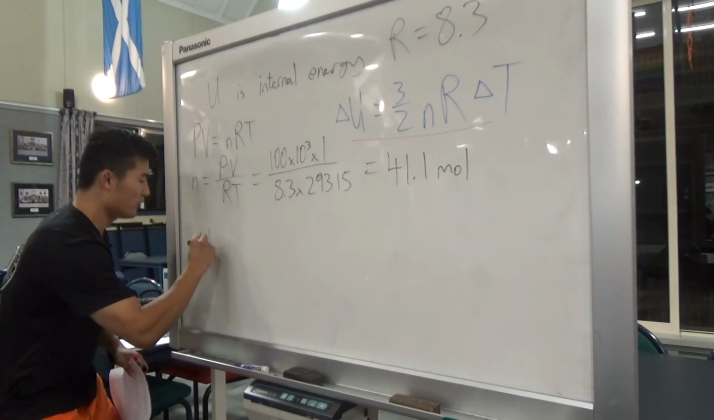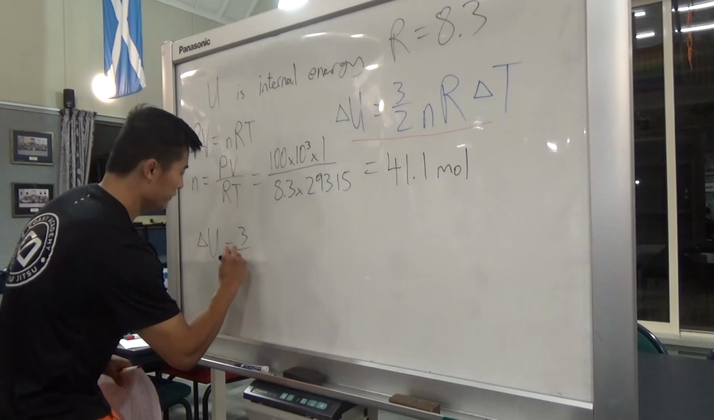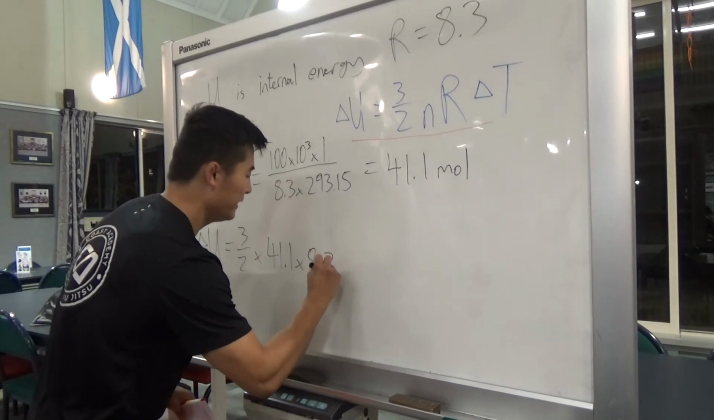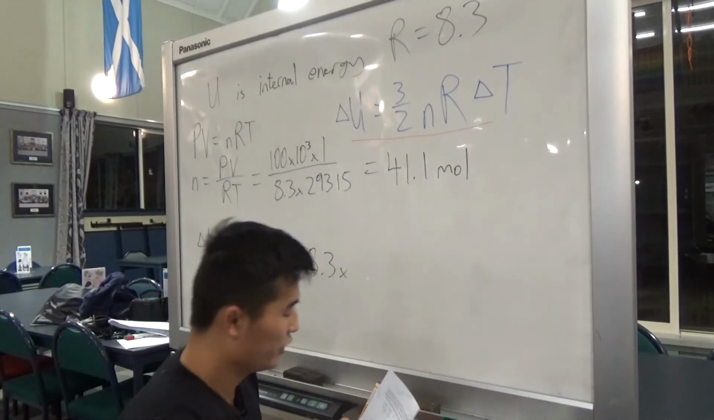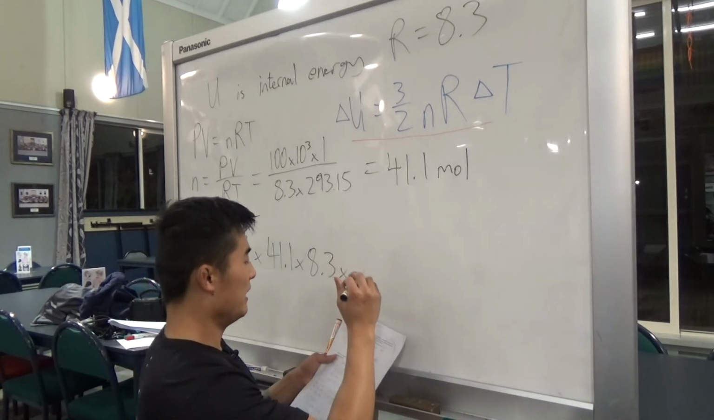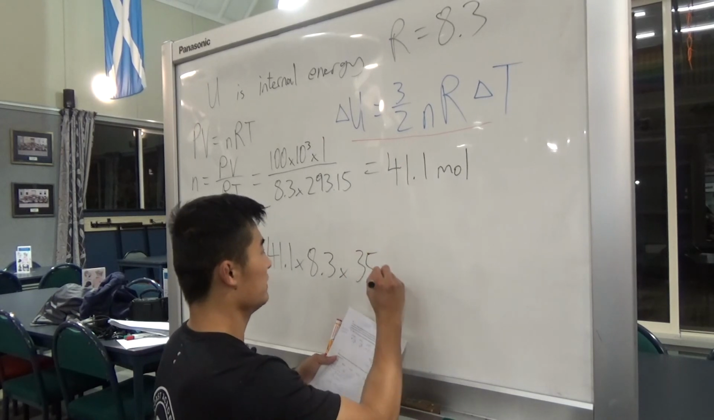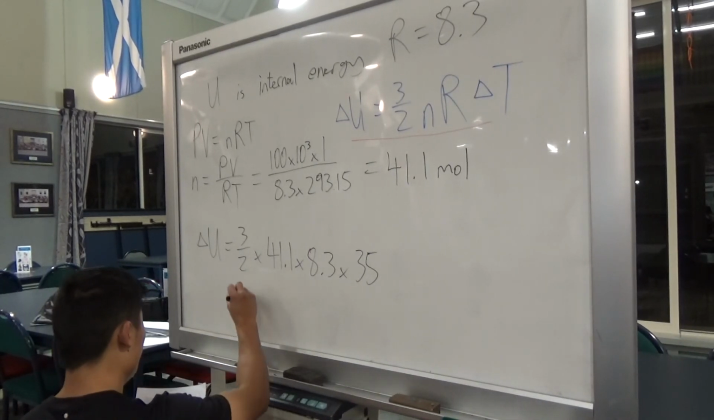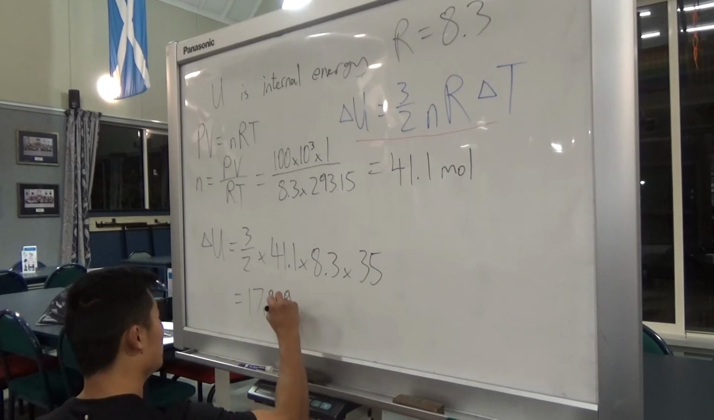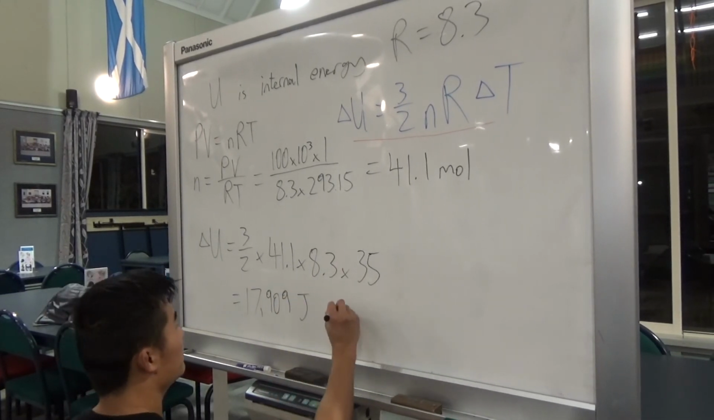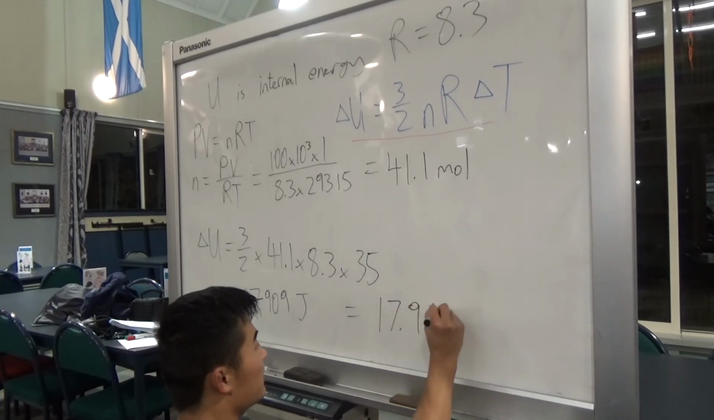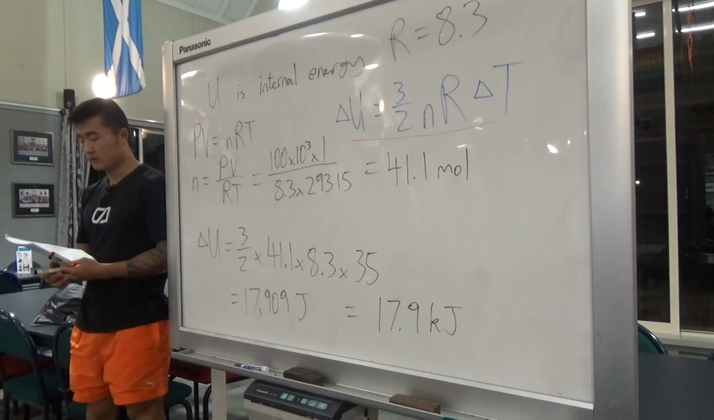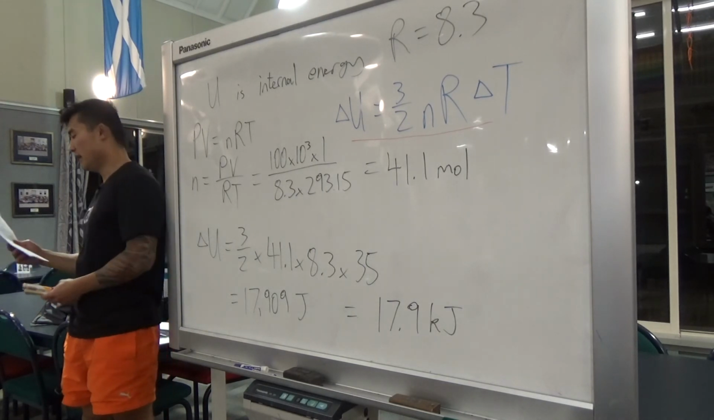Then delta U is equal to 3 over 2 times 41.1 times 8.3 times our change in temperature. 55 minus 20 is going to be 35. That's our change in temperature. And that's going to give you 17,909 joules, which is 17.9 kilojoules. All right, so that's it.